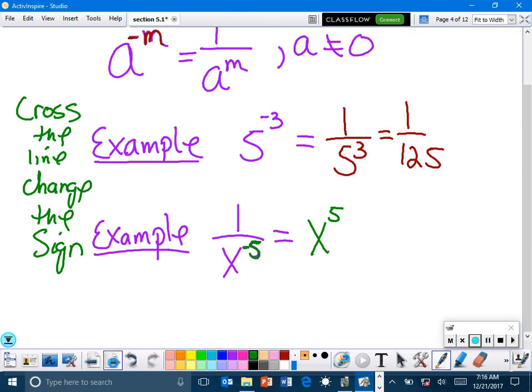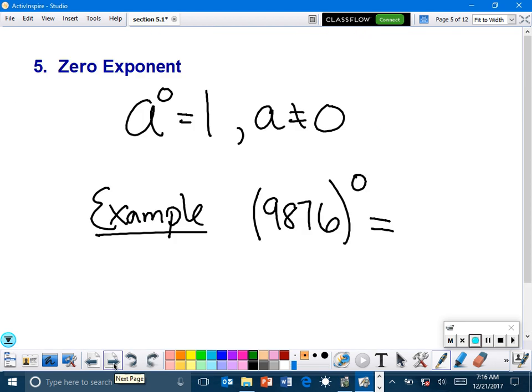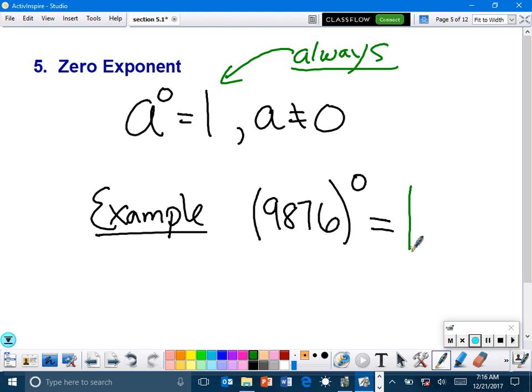Okay, next. This one you should remember. Anything to the 0 power, it's called the 0 exponent. Anything to the 0 power is always 1. Okay, so it doesn't matter what it is. 9,876 to the 0 power is 1.